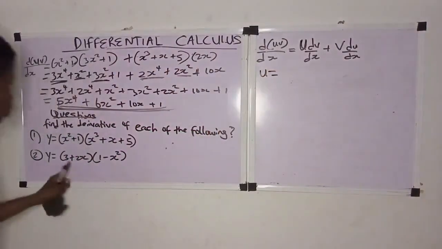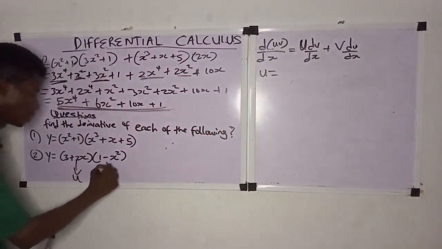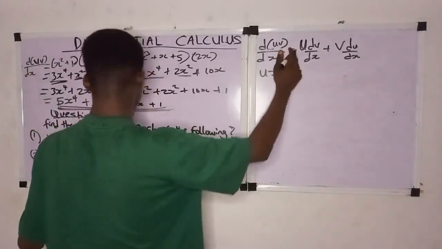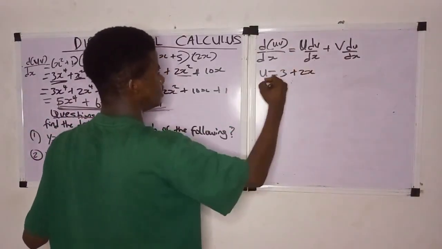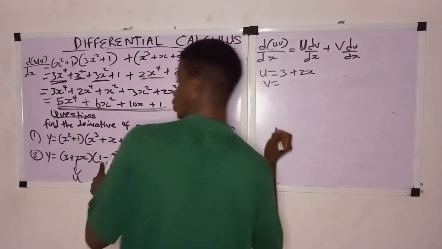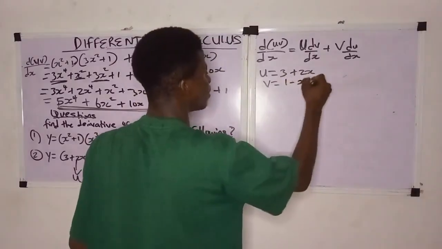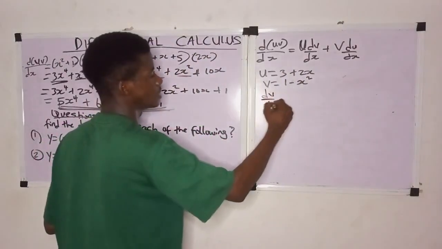Okay, what is our u? Look at the question. U is the first one, right? So we make this one u and this one v. Our u is 3 plus 2s. Then v is 1 minus s squared, right? Yes. Then what about dv over ds?